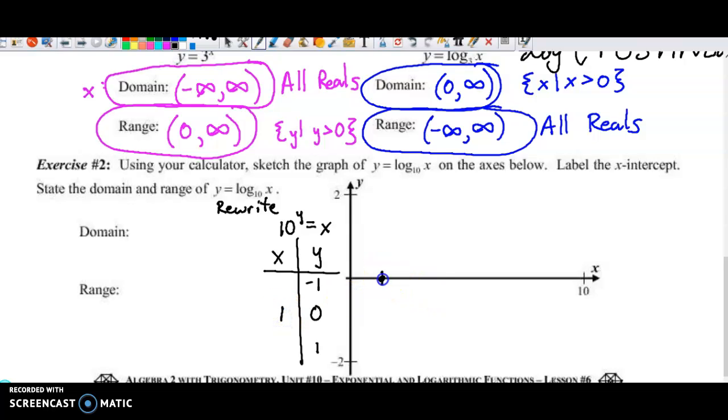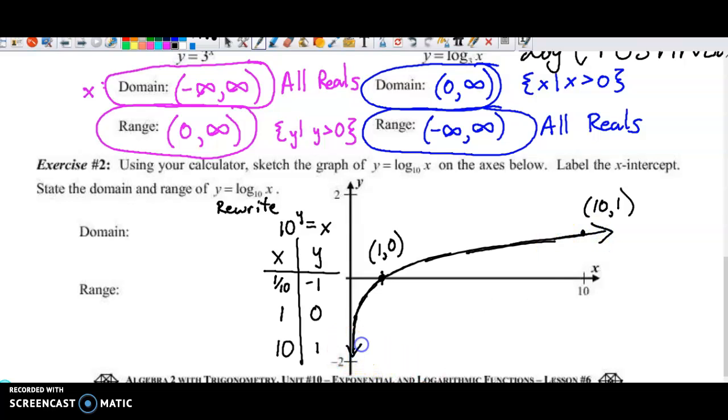So the ordered pair 1, 0 would be on the curve. Same thing with plugging 1 in for y. 10 to the first power would give me 10. So if I go to my graph, 10, 1 is an ordered pair on there. I'm going to give you 1, 0 as an ordered pair. And same thing with the -1, whether you use a calculator or you just know that that's going to be 1/10. But the important thing that I want you to recognize is it's not crossing the y-axis.